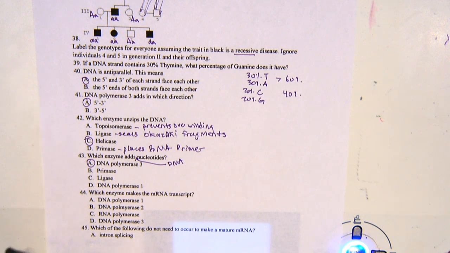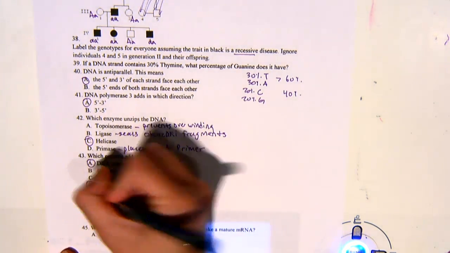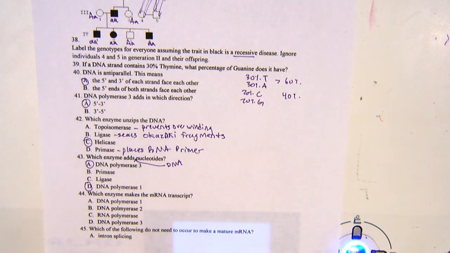Yeah, okay, you could say that too. DNA polymerase 1 would also add nucleotides because it replaces the RNA primer and puts in DNA nucleotides. So yeah, you're right, my bad. What kind of nucleotides does primase add? RNA.